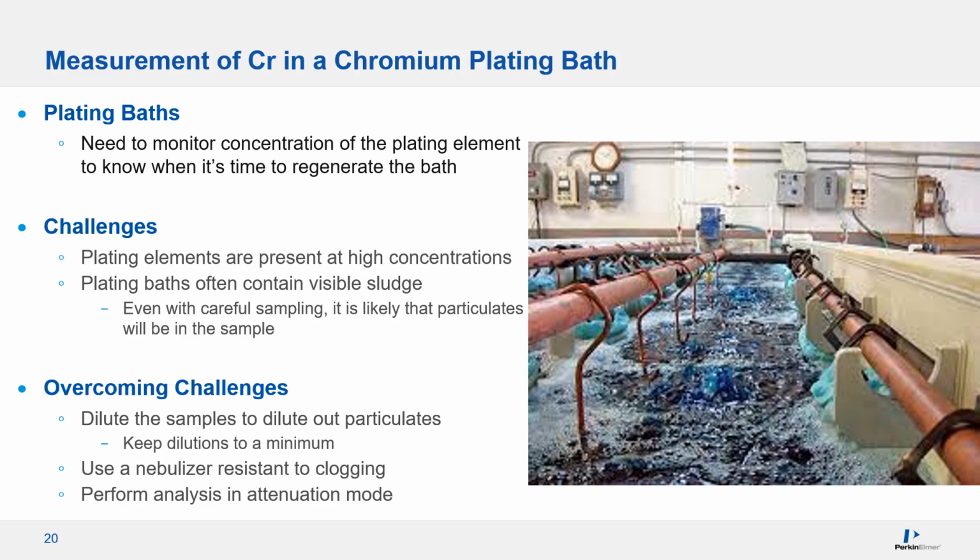So we want to make sure we're on the linear range of the curve with as minimal dilution as necessary. The other issue is that plating baths often contain visible sludge. That means even with careful sampling, it is likely that particulates will be in the sample. So to overcome these challenges, even though dilution isn't great, we are going to do some dilution so that we try to dilute out as many particles as possible. But we do want to keep the dilutions to a minimum.